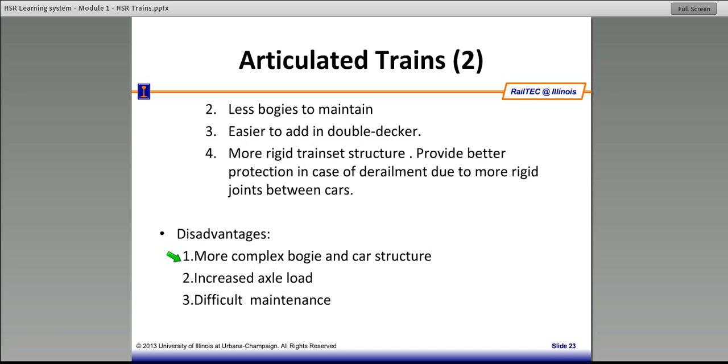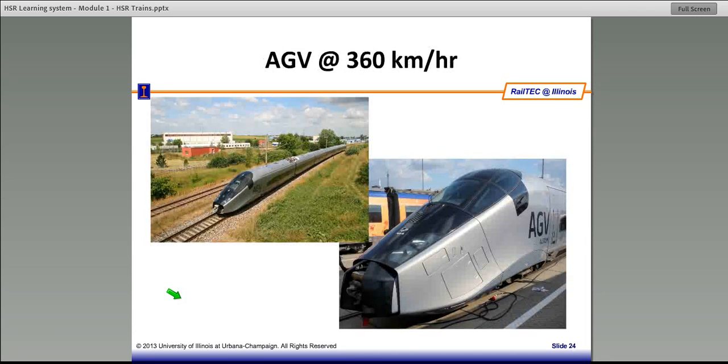The axle load will be much higher because now you reduce the bogie number, and then fewer bogies have to carry the same weight, so the axle load will be increased. And then the maintenance of this more complicated design would be more difficult. So those are some of the trade-offs for having all those advantages. Okay, so now let's come back to which type of train is better.